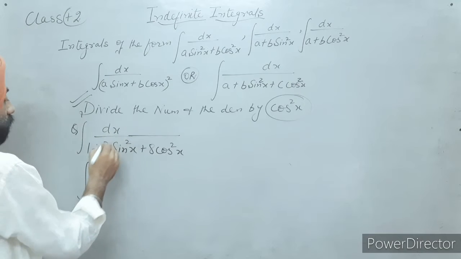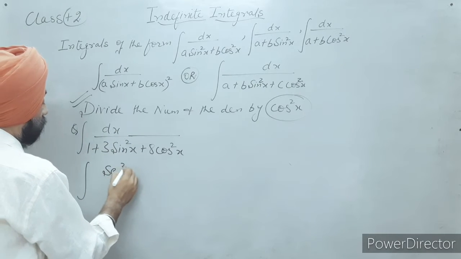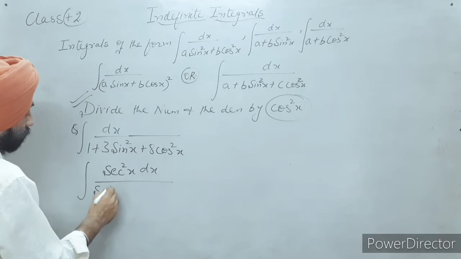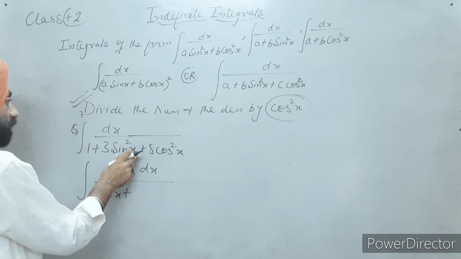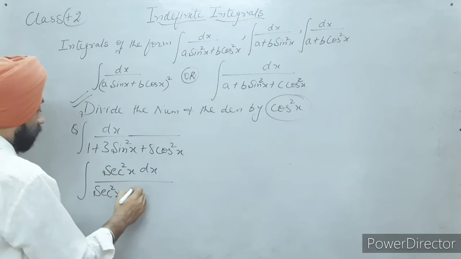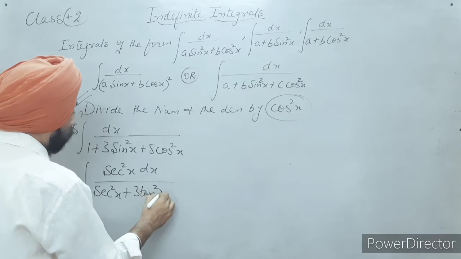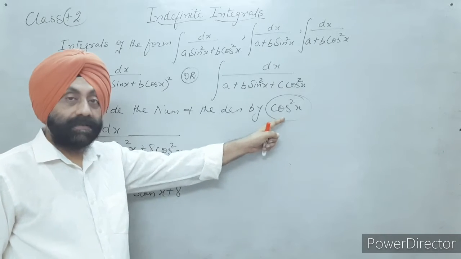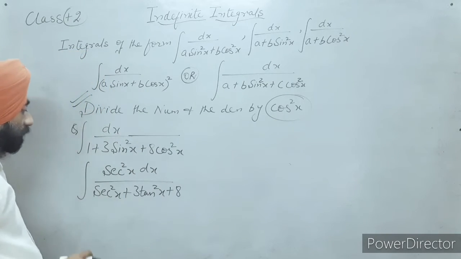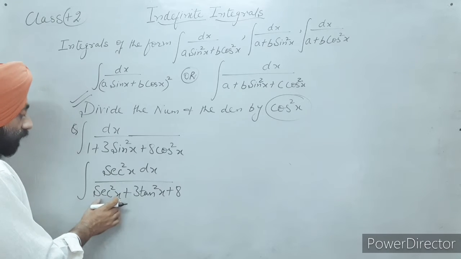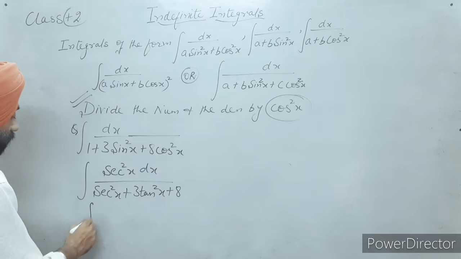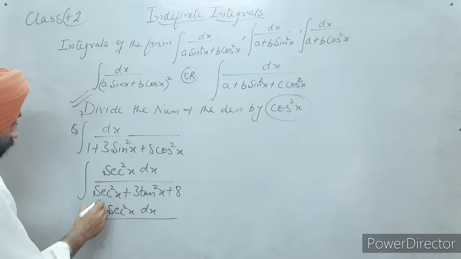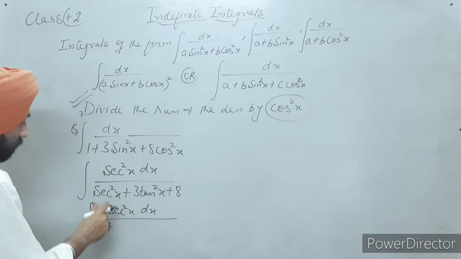If I divide the numerator by cos square x, I get secant square x dx, since 1 upon cos square x is secant square x. Sin square x upon cos square x is tan square x, that is 3 tan square x plus 8, because cos square x divided by cos square x cancels. Only 8 is left. Now, change this into tan square x. So I get the integral of secant square x dx upon 1 plus tan square x.